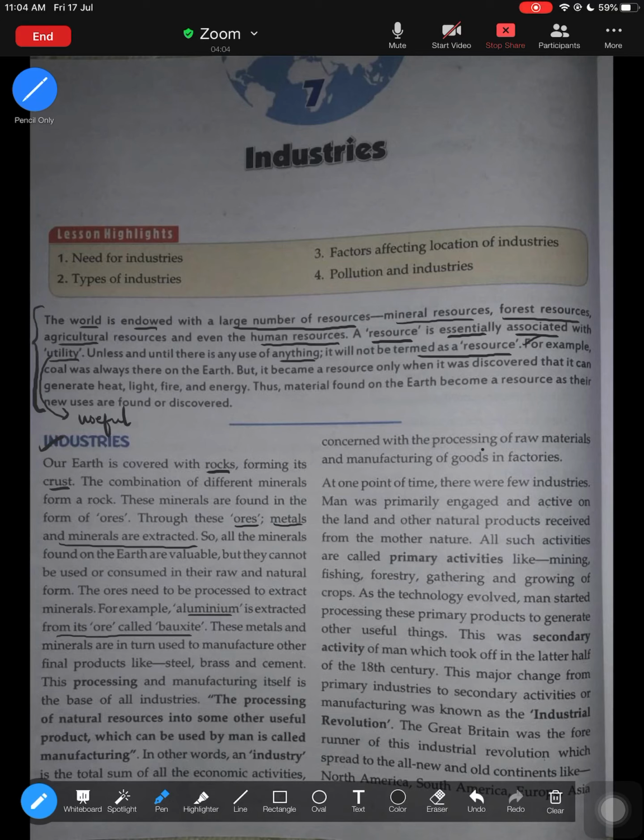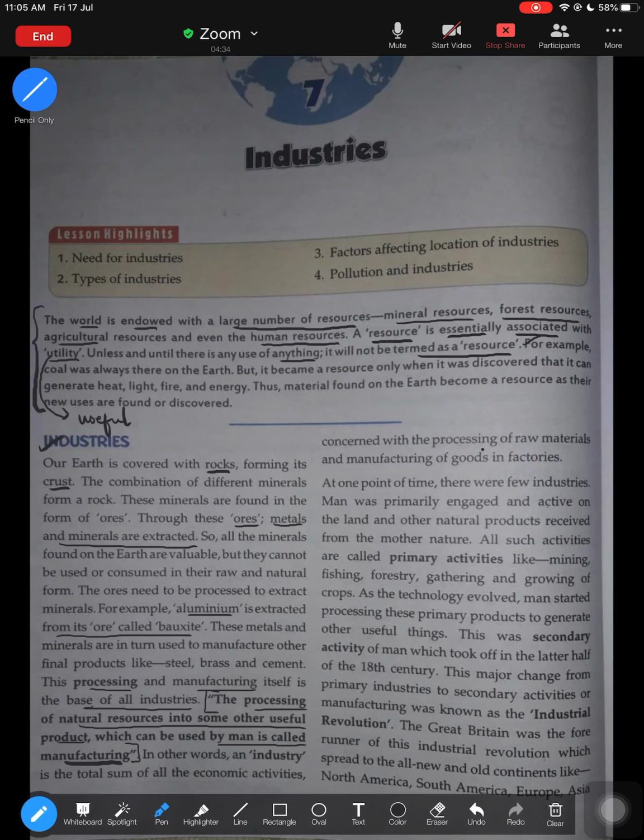Then we learned how different processing and manufacturing takes place in industries, and we defined what manufacturing is. The processing of natural resources by man into some other useful product is called manufacturing. I gave you an example of how sugarcane could be a raw material and can be converted into sugar, which could be used by man. That process of converting sugarcane into sugar is known as manufacturing.